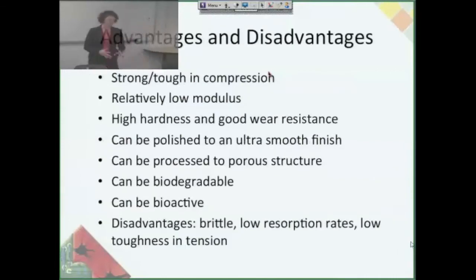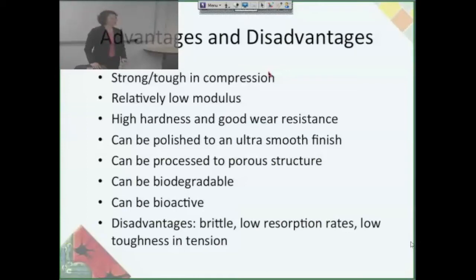So advantages and disadvantages, they're still strong and tough in compression, so they're unlikely to fracture under the loads that you need them in orthopedic implants. They have much lower moduli of elasticity than stainless steel or cobalt, so that's better for the stress shielding aspect. So if you can use it as an interface, that might transfer the load a little bit better, although it's still higher than bone, in some cases at least.